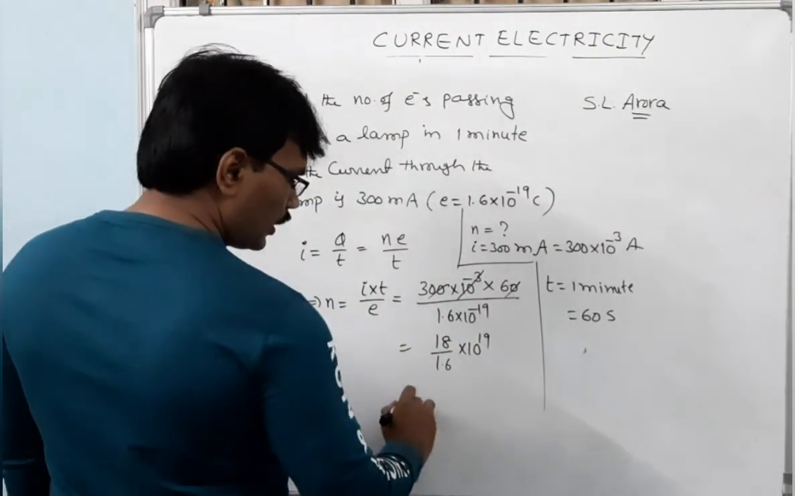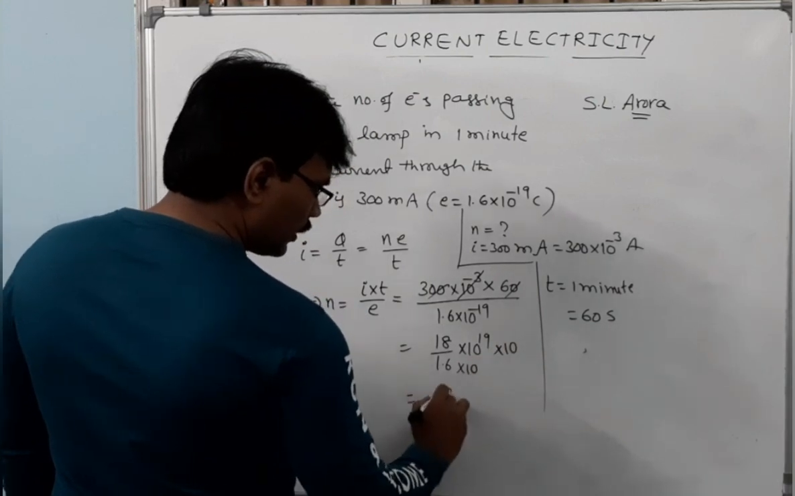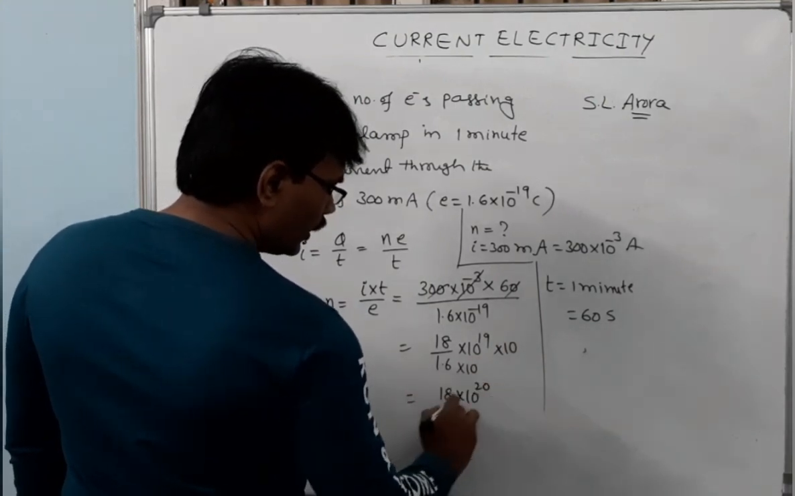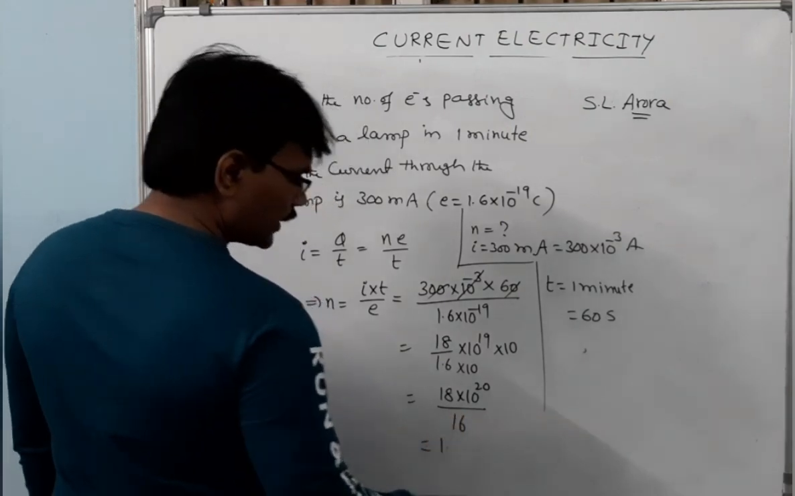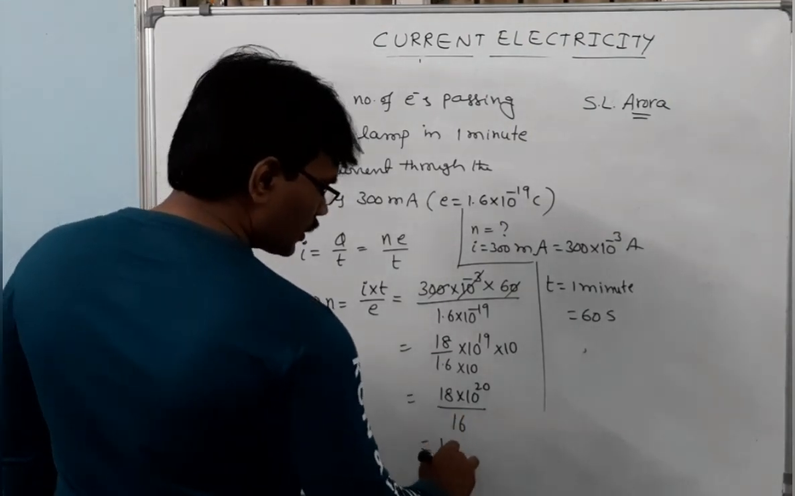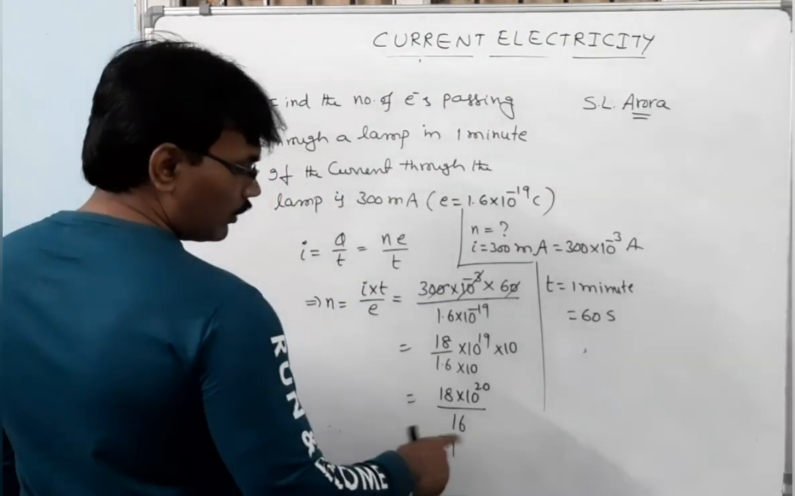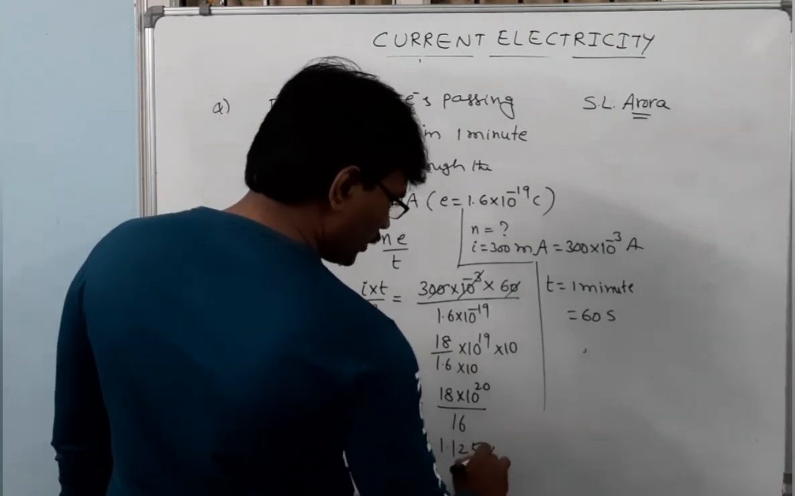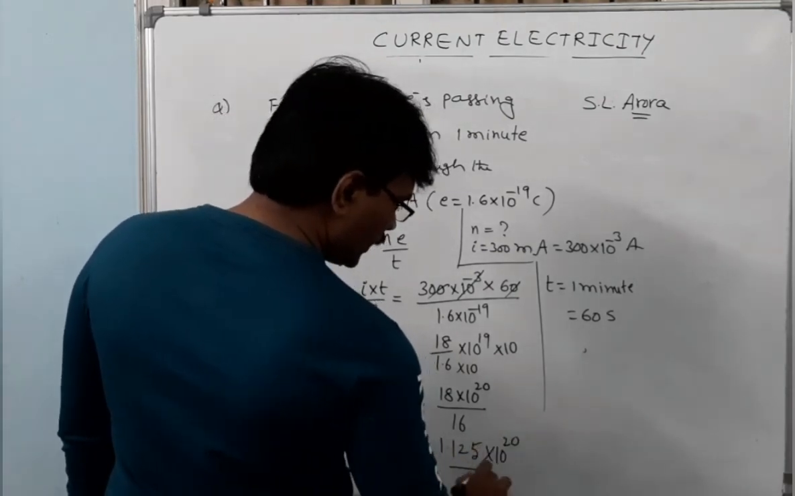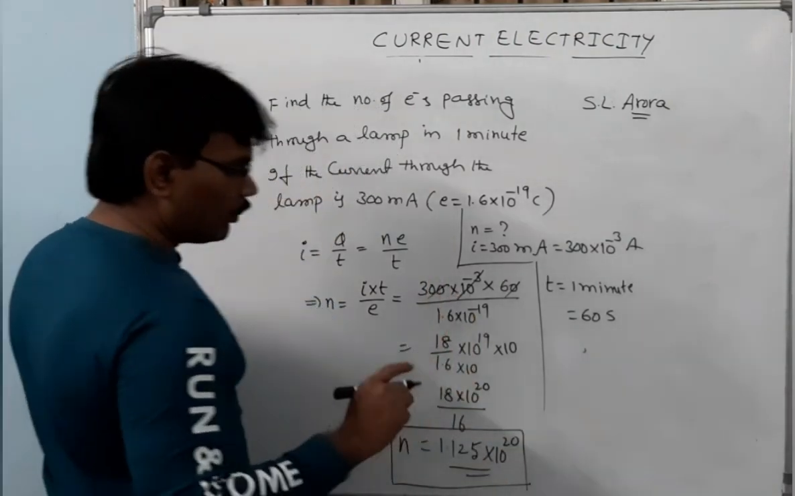If you multiply by 10 here and here also by 10, then it will become 18 into 10 power 20 divided by 1.6 into 10, which is 16. So 16 ones are 16, and 4 is there, so 16 twos are 32 and 16 fives are 80. So it is into 10 power 20. This is the number of electrons passing through the lamp in 1 minute.